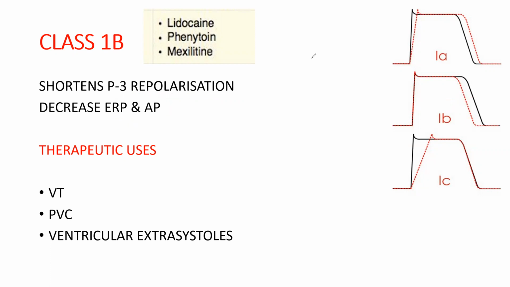What are the therapeutic uses here? Ventricular tachycardia, premature ventricular contractions, and ventricular extrasystoles. And this is the graph for class 1B drugs.